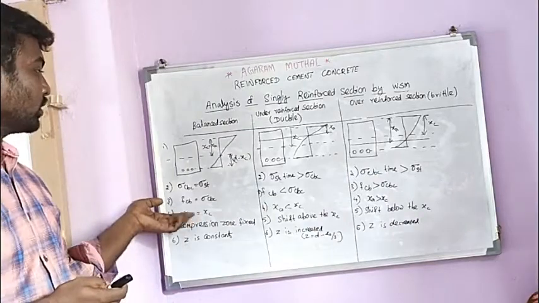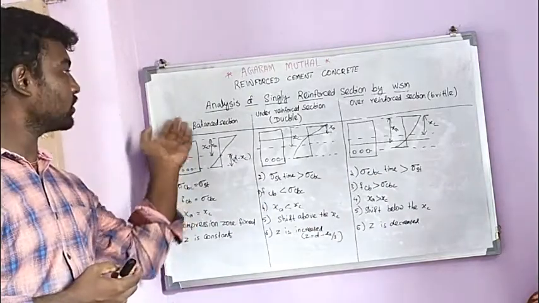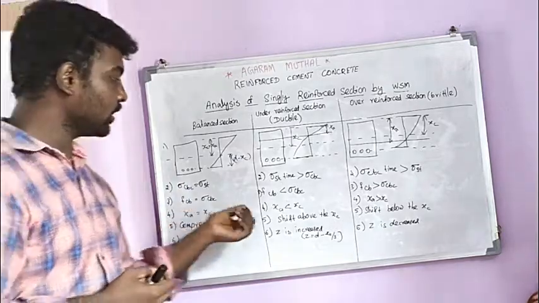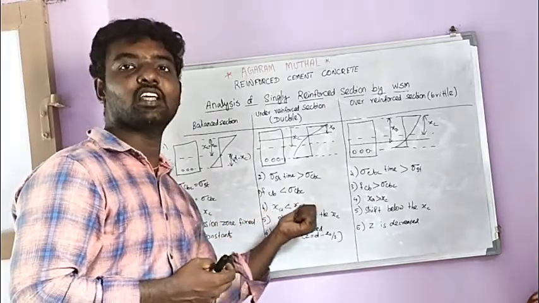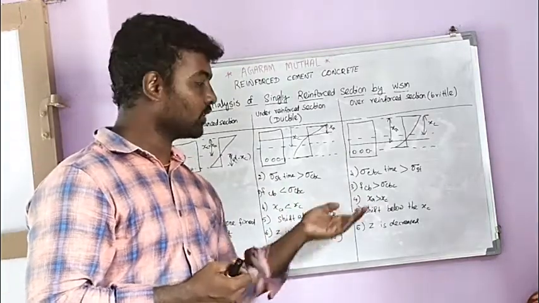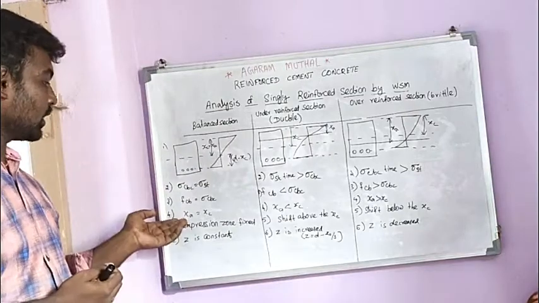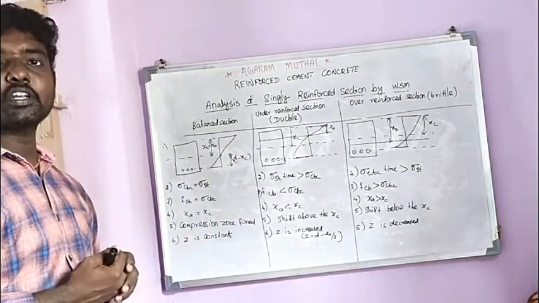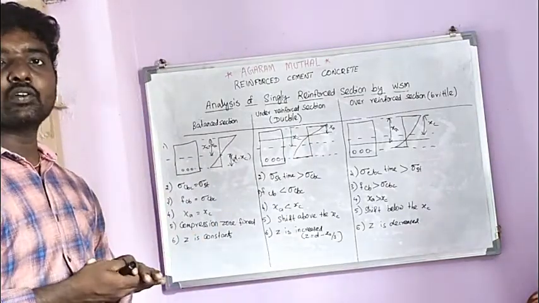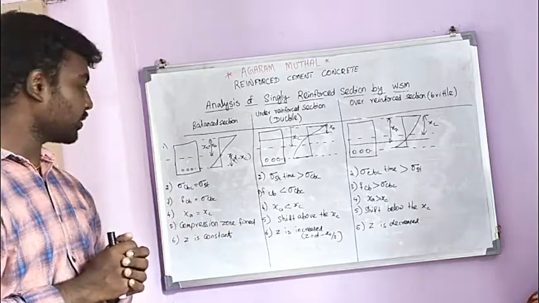And next one, actual neutral axis, which is equal to critical neutral axis, as I said earlier in balance sections. Here, the actual neutral axis is lesser than the critical neutral axis, whereas in over reinforced sections, the actual neutral axis is greater than the critical neutral axis. And here, both compression and tension zones are fixed, so there won't be any deviations. That is fixed compression zone.